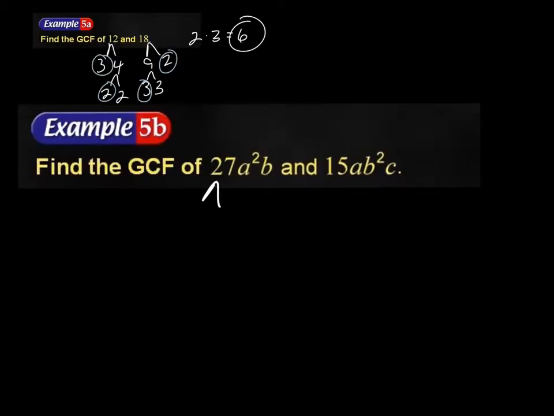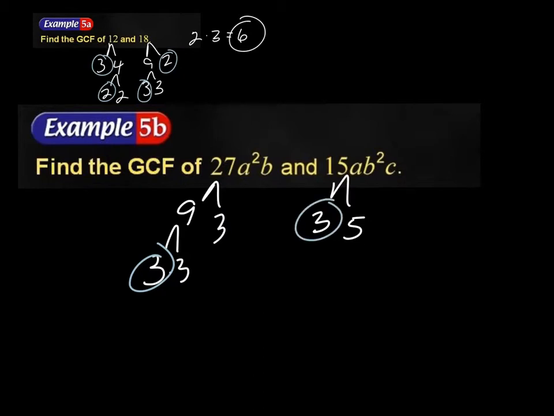27 we could write as 9 times 3. 9 is not prime, so 3 times 3. 15 is just 3 times 5. So our primes that are in common, we have a 3. That's it for the numbers.